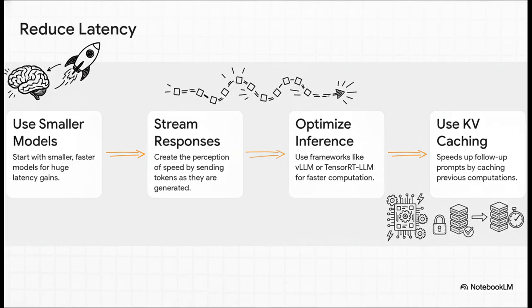The good news is you've got a whole toolkit to fight back against latency. The easiest trick in the book? Just use a smaller, faster model. It makes a huge difference. Then there's streaming, where the answer appears word by word. It feels instant to the user. You can also get under the hood with optimized frameworks to speed up the raw computation. And finally, there's KV caching, which is kind of like giving the model a short-term memory to speed up conversations. Each one of these can shave off critical time.